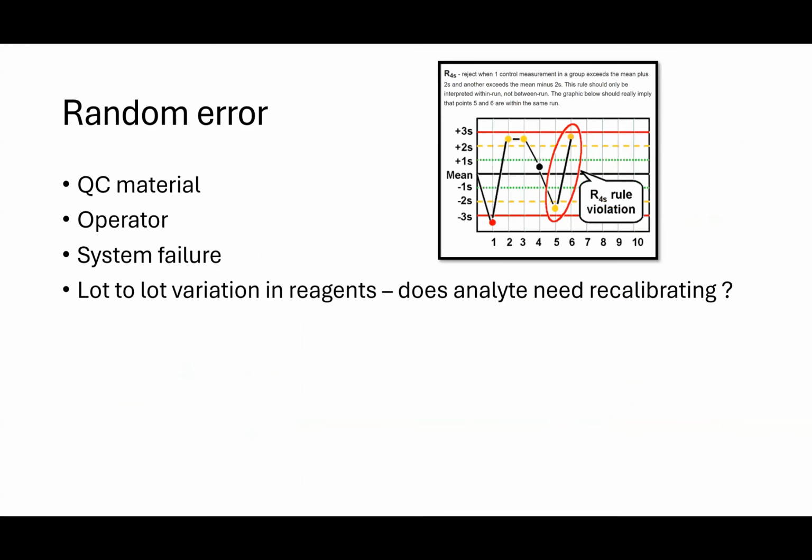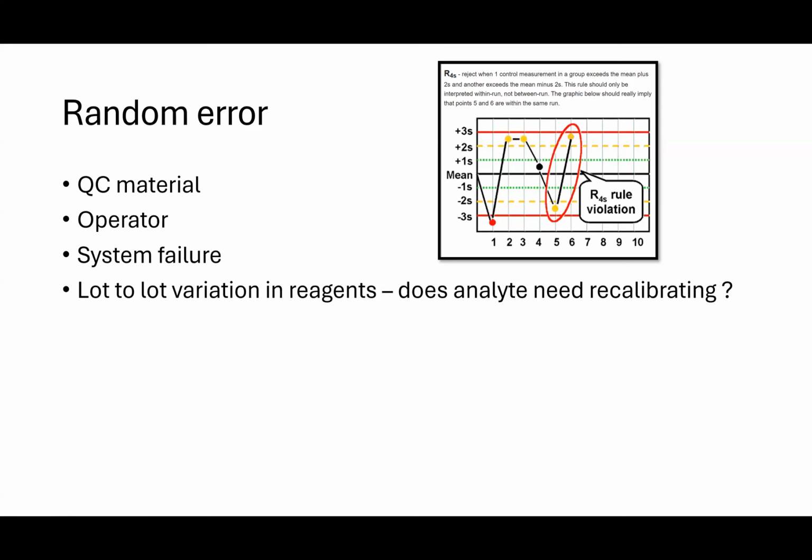The other type of error that QC can identify is random error. This may be, for example, the QC material being left out on the side, which hopefully never happens. There's a new operator who doesn't quite know the procedure and has made an error, or the system itself is failing. If that is the case, then it typically is not just one analyte that's affected, so that may help you identify it. Or there's lot-to-lot variation in reagents. And in this one, you can see the rule violation is over 4 SDs between the two QCs here.